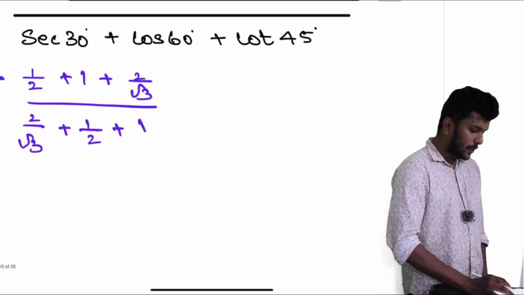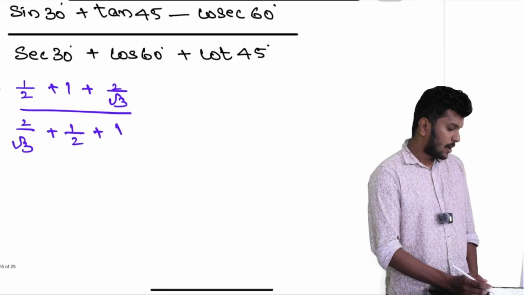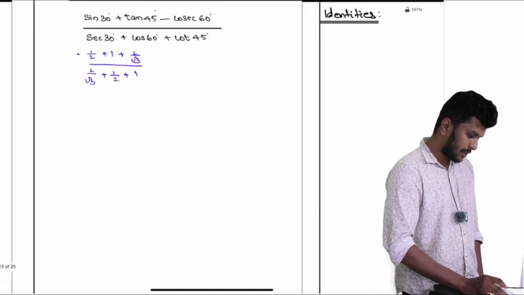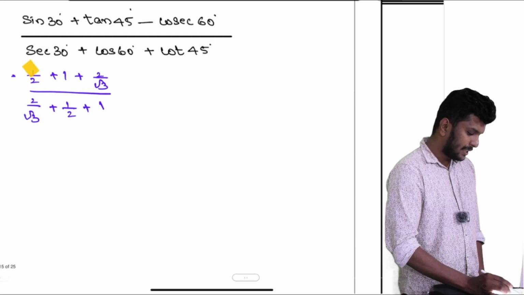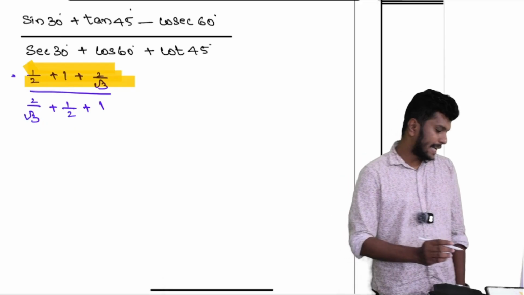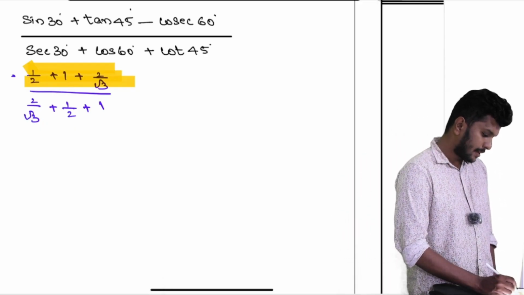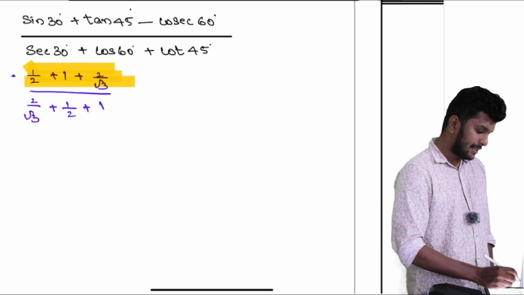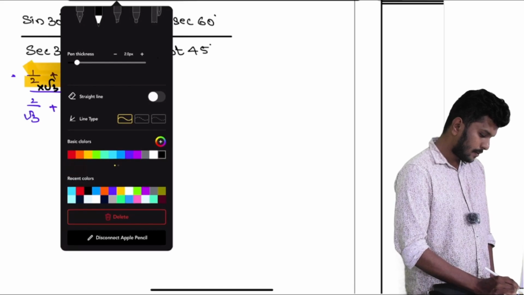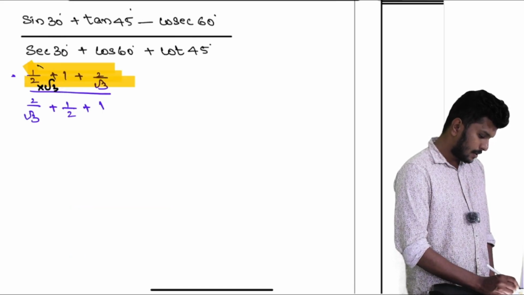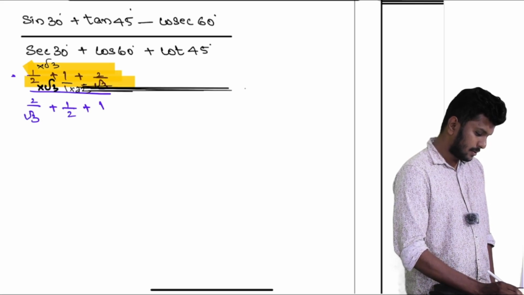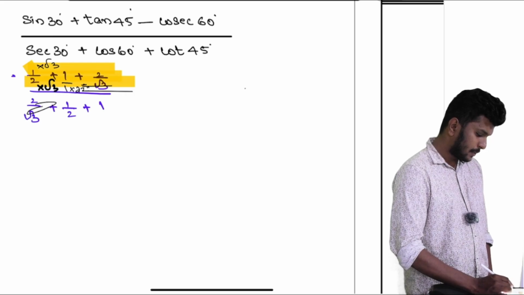Now look everyone, just have a look here. We can take LCM on our numerator. The numerator is 1 by 2 plus 1 minus 2 by root 3. So you can take the LCM. What is the LCM? 2 and root 3, so 2 root 3 is the LCM. So for 2 to become 2 root 3, multiply by root 3. I'll just write it once again.